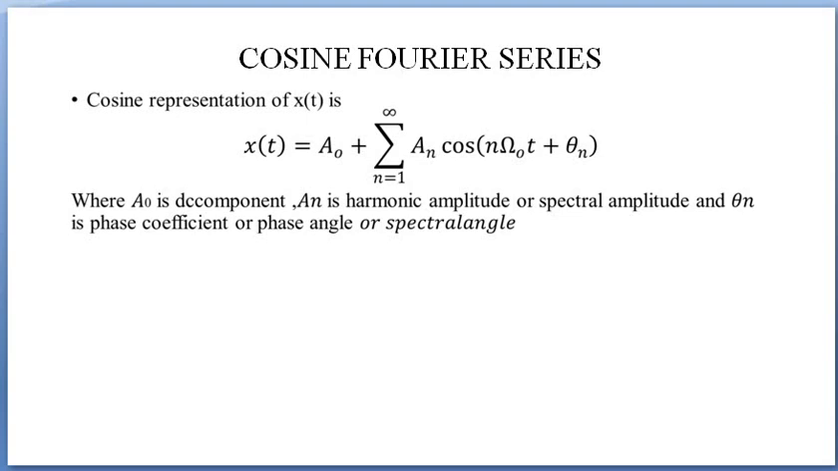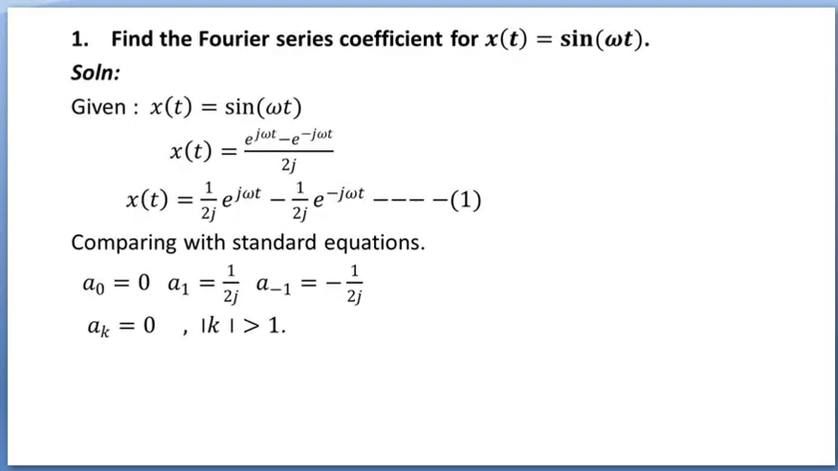Cosine Fourier series. The cosine representation of x of t is x of t equal to A naught plus summation n equal to 1 to infinity A n cos of n omega naught t plus theta n. Here capital A naught is the DC component and capital A n is the harmonic amplitude or the spectral amplitude, or the nth harmonic component. Theta n is the phase coefficient or phase angle or the spectral angle.